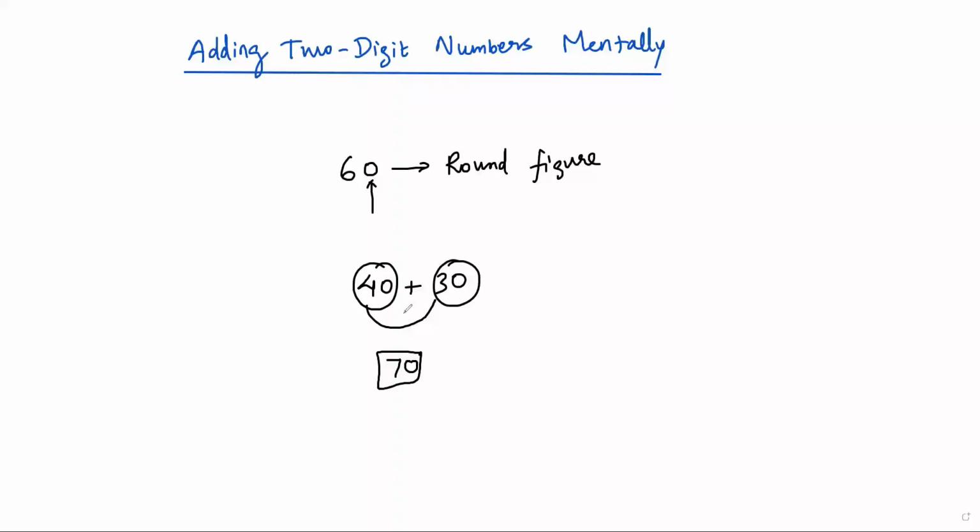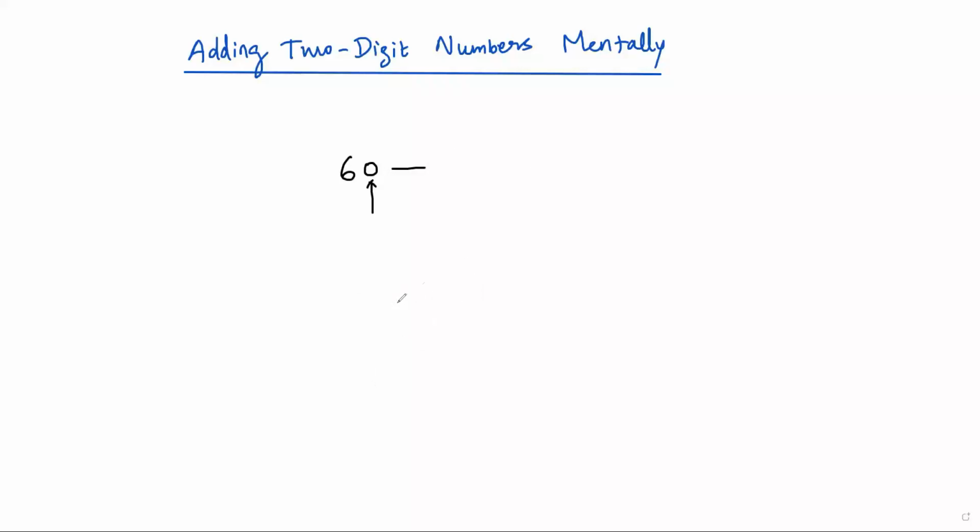What if a two-digit number is not a round figure? That is, we don't have 0 at ones place. Let's consider a number 63. It's a two-digit number, but it's not a round figure because we don't have 0 at ones place. We have 3. So whenever we have a two-digit number which is not a round figure, our first work is to break this two-digit number into tens and ones. That is, 63 can be written as 60 plus 3.